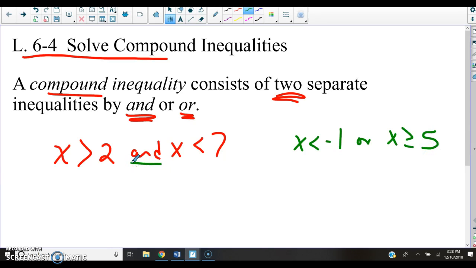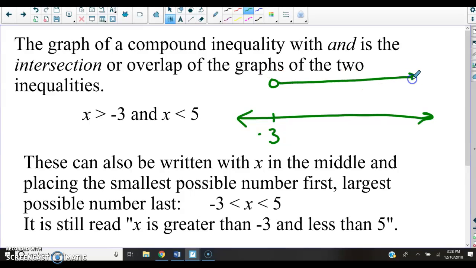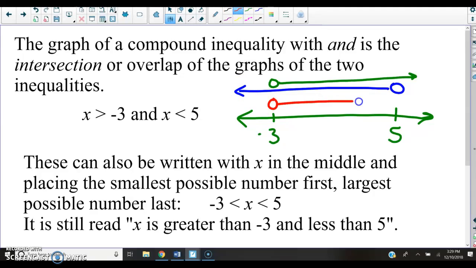Ands usually overlap, ors usually do not. That's usually. The graph of a compound inequality with "and" is the intersection, or overlap, of the graphs of the two inequalities. So if we have x is greater than -3, that would go from -3 and bigger numbers. Less than 5 would be from 5 and left. So they overlap from -3 to 5, and that's the only numbers that are true for both.